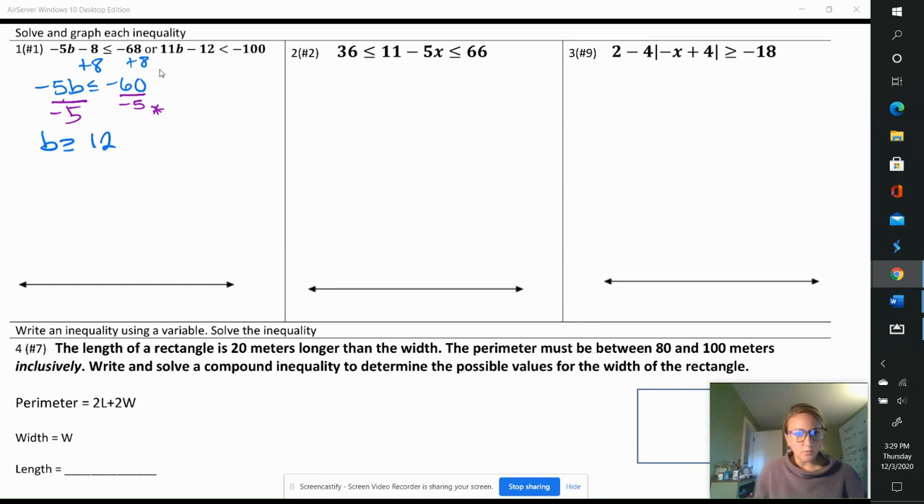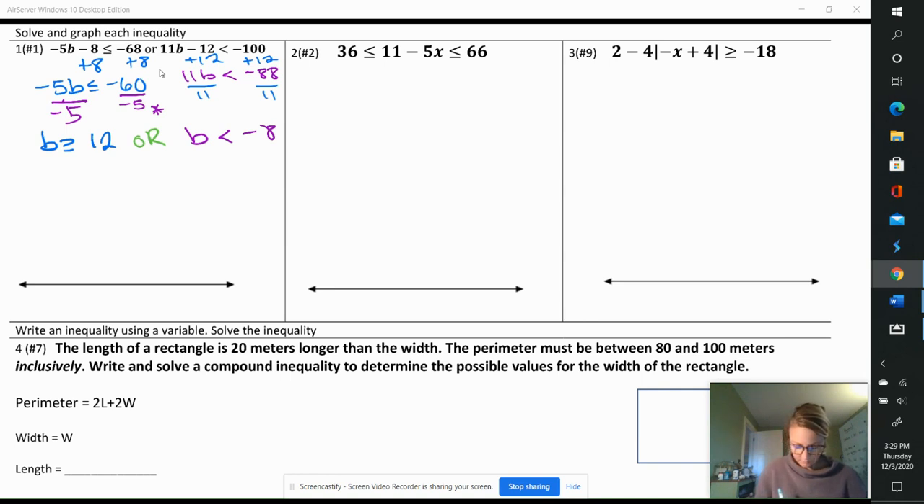And the second part of the inequality, right now we're subtracting 12. So our first step is to add 12 to both sides. And 11b is less than -88. So we want to divide both sides by 11. So we get b is less than -8. So the solution is b is greater than or equal to 12, or b is less than -8.